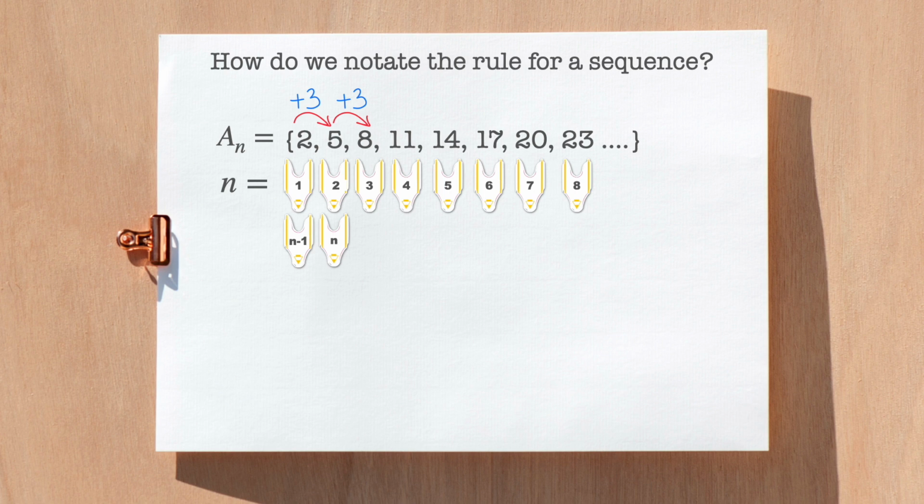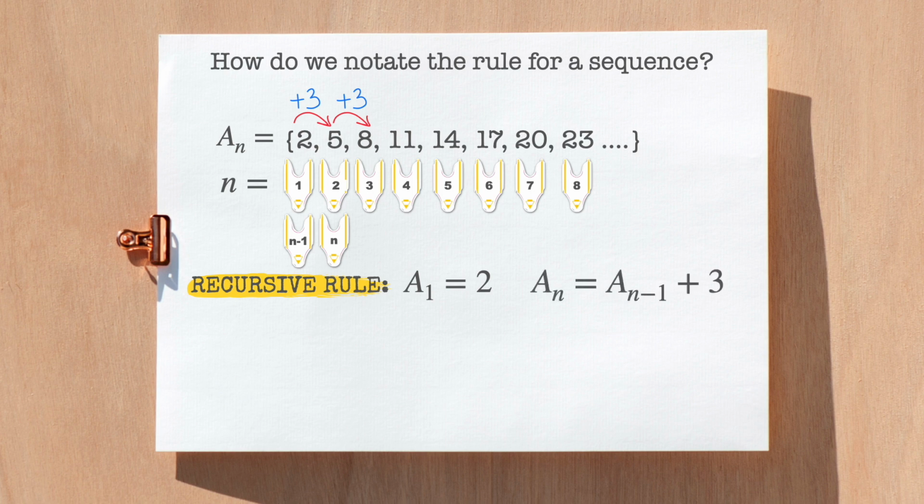The first kind of rule that we are going to write is a recursive rule. Now, a recursive rule is simply a rule that tells you how to get the next term in the sequence based on the previous term in the sequence. So for this particular arithmetic sequence that we're looking at, first thing we'd have to say is that a sub 1 equals 2. And then the next thing we would say is that in order to get a sub n, you have to take the previous term, which is a sub n minus 1, and add 3 to it.